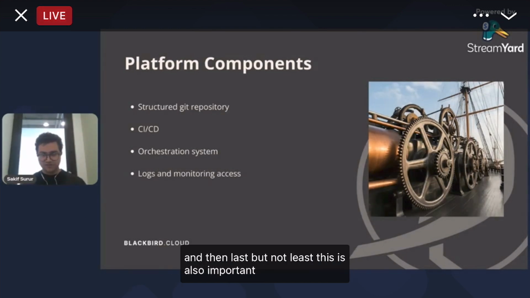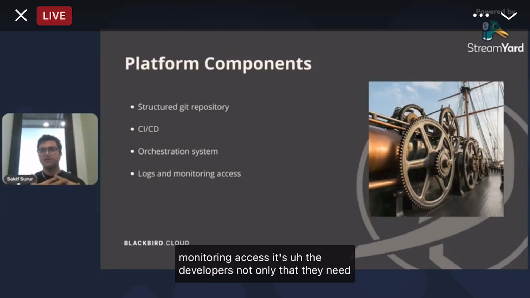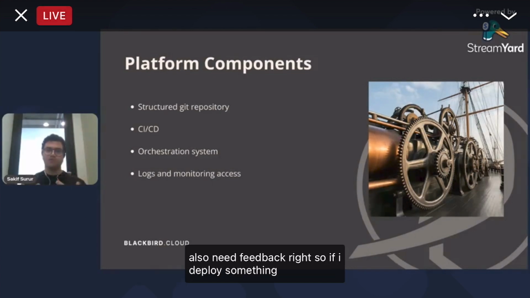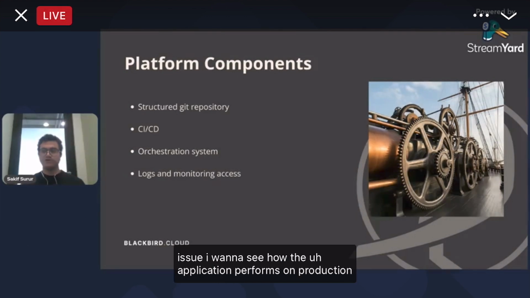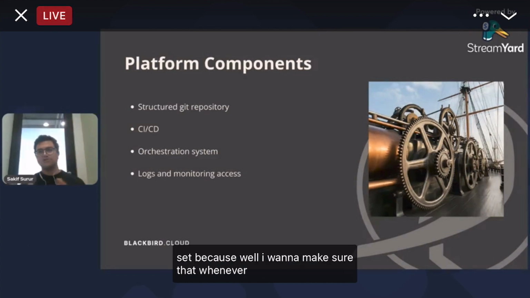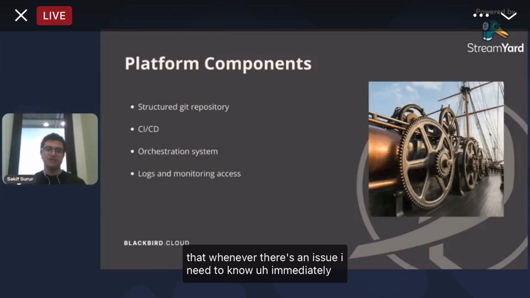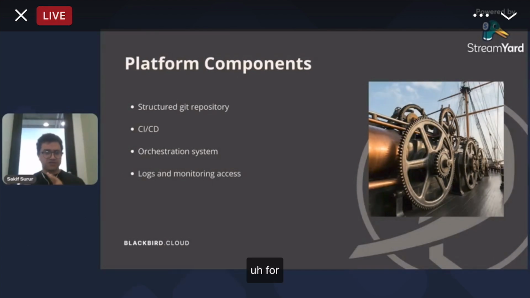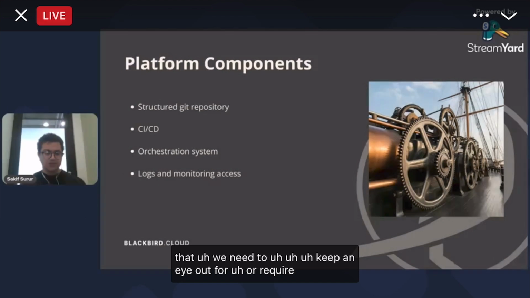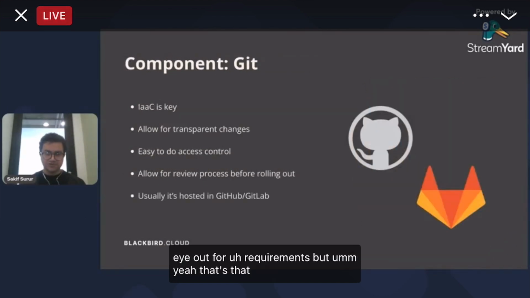And then last but not least, this is also important: logs and monitoring access. Right? So the developers not only need to deploy the application, but they also need feedback. If I deploy something on production, I want to see the logs if there's any issue. I want to see how the application performs on production. Maybe there are alerts that I want to set, because I want to make sure that whenever there's an issue, I know immediately. So for logs and access, usually it tends to be simple. There are a few things that we need to keep an eye out for requirements. But yeah, those are the components.